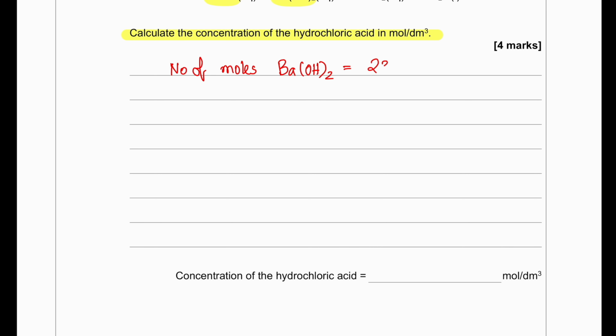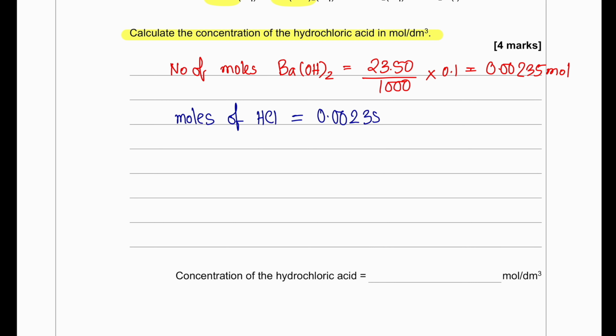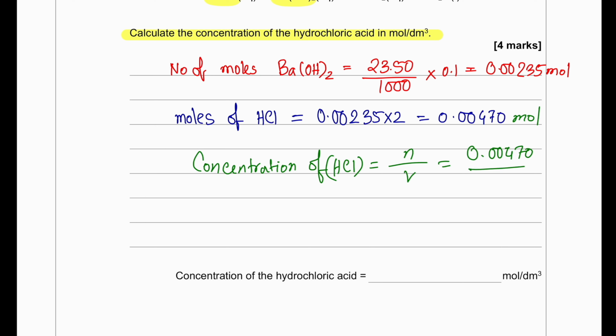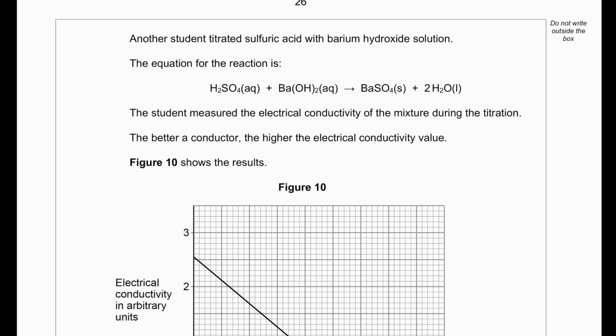Once the barium hydroxide moles is found, we will double that number to find the number of moles of hydrochloric acid. Once we get the number of moles of hydrochloric acid, we know the volume, so we will be able to use the same formula: number of moles equals volume times concentration, but this time we're going to find the concentration. Again, we need to remember, because the volume of hydrochloric acid is given in cm3, we need to divide it by 1000.